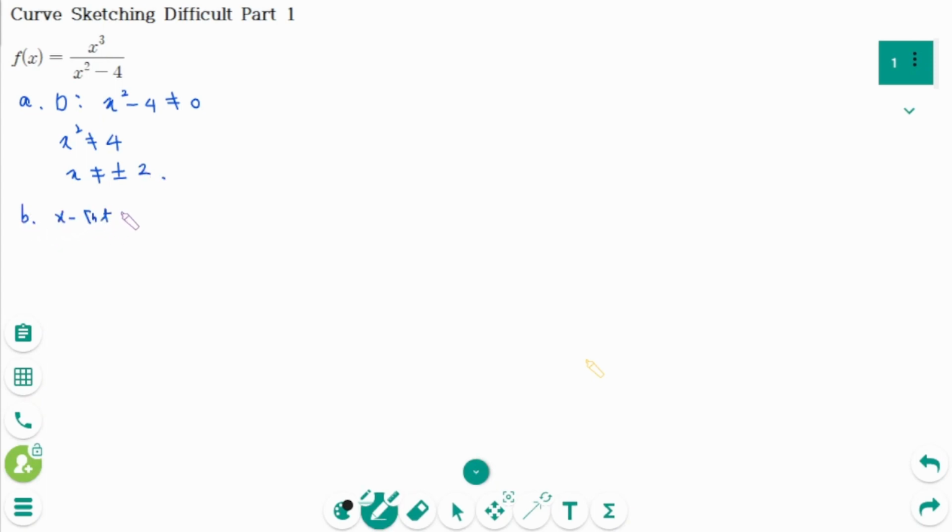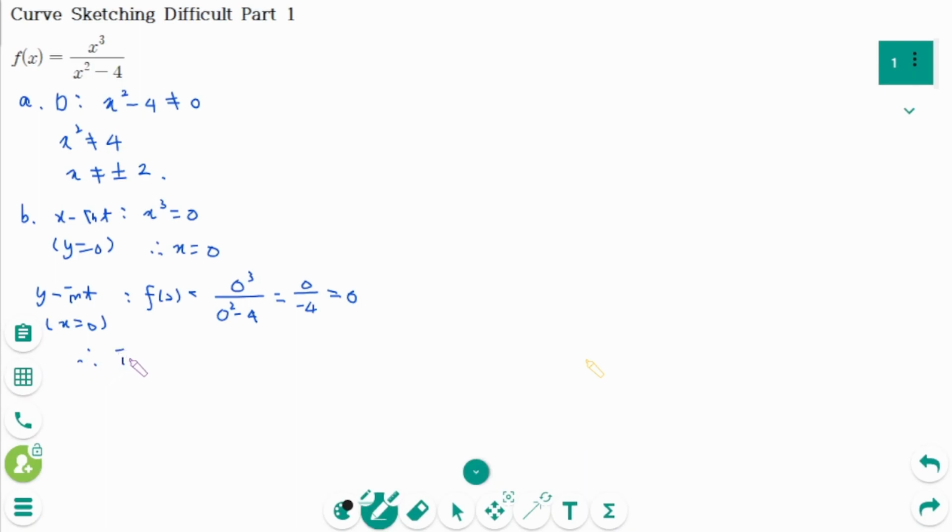X-intercept is when y equals 0. That means the numerator is 0. x cubed equals 0, then x equals 0. Y-intercept is when x equals 0. Then f of 0 equals 0 cubed over 0 squared minus 4, which is 0 over minus 4, which is 0. Then (0, 0) is the only intercept.